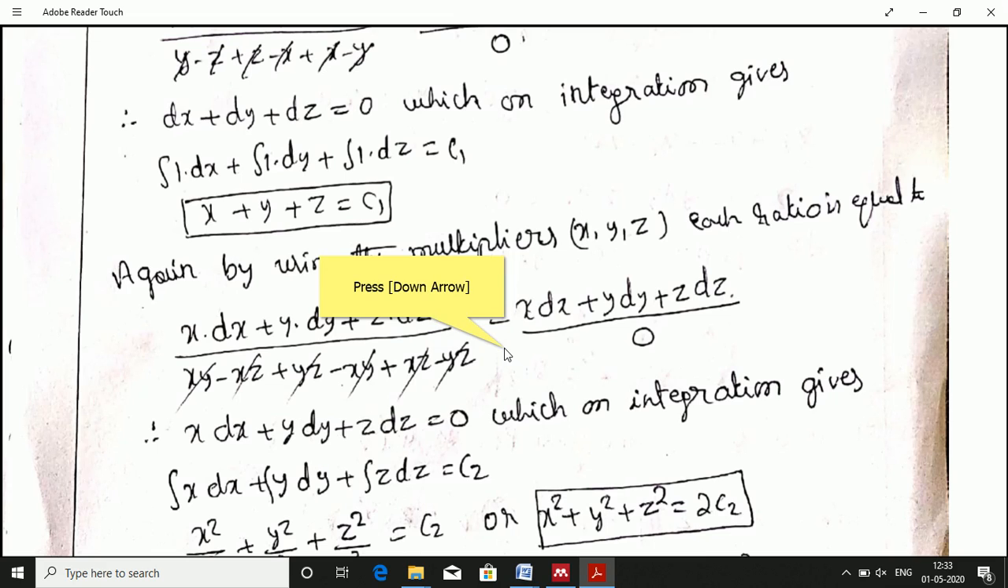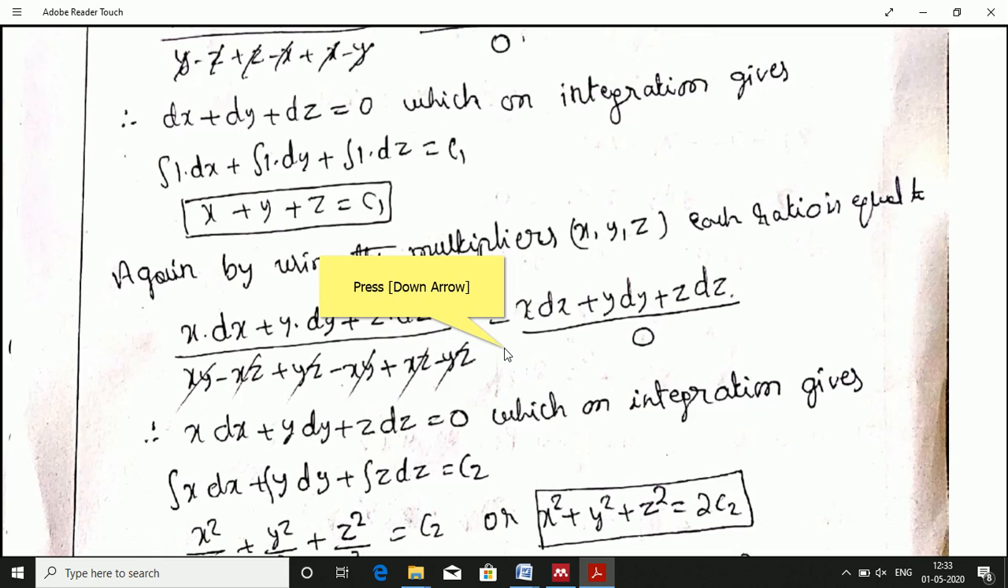Thus, the general solution of the given partial differential equation is phi of x plus y plus z comma x square plus y square plus z square is equal to 0. Here the question arises, how to choose the multipliers. We need to choose the multipliers in such a way that the denominator must be equal to 0 and the numerator must be an integrable function. This we get through practice. You practice it, definitely you are able to get it.